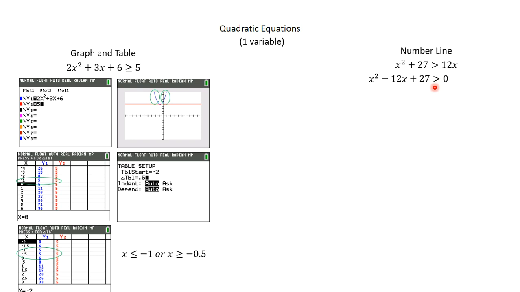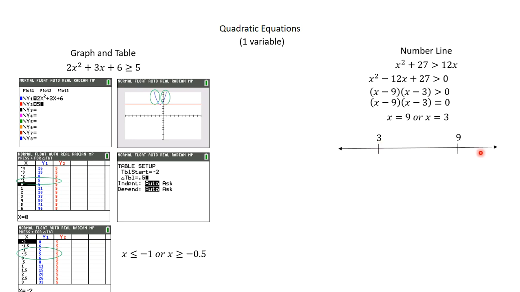So we'll have x minus 9 and x minus 3 is greater than 0. If you can't factor it, go to the quadratic formula or completing the square if that's your preference. So we have x minus 9 times x minus 3 is greater than 0, which means x would be, we can pretend it's equal to 0 for the moment, and so x equals 9 or 3.